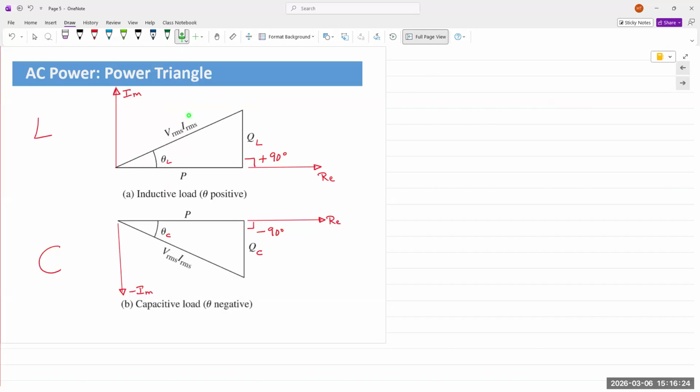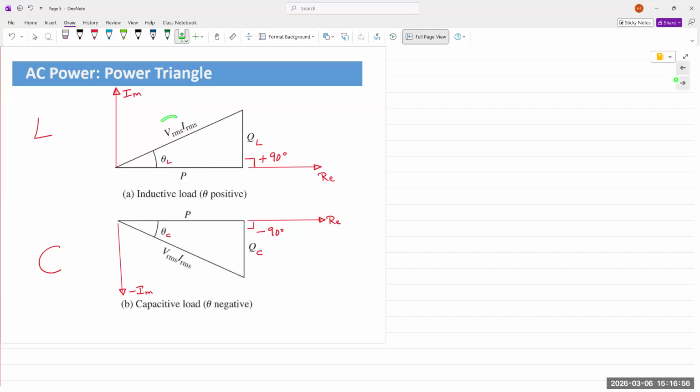If you have P and Q, you can determine the angle theta. You can also determine the hypotenuse, which is VRMS times IRMS. If you have theta and VRMS, IRMS, you can determine P and you can determine Q. And again, any two of these quantities can be used to determine the other two quantities. Make sense? That is what we'll see in example number 2.